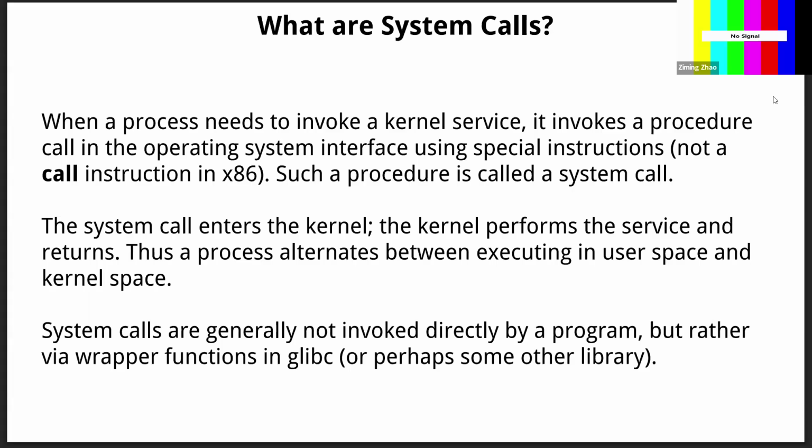System call will make the CPU enter the kernel. And then the kernel will perform some services and eventually return to the program. So in some sense, a process alternates between executing in the user space or kernel space. When it executes in the kernel space, it's actually the kernel code executing, but the kernel code may be executing on behalf of the application because the application is requesting something.